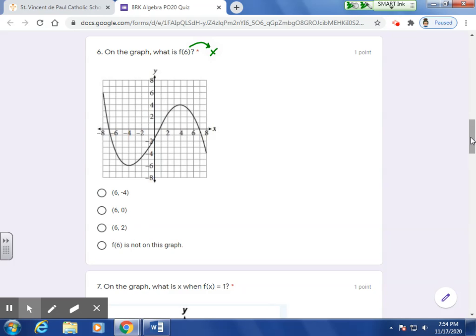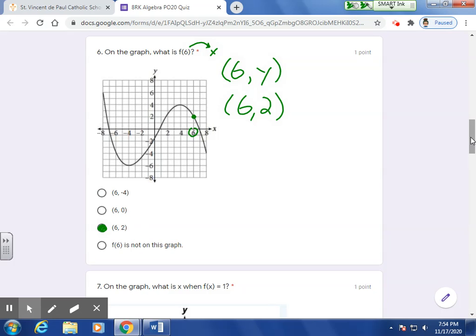Since we're dealing with a graph, this is where the ordered pairs come in. We're looking for an ordered pair with an x value of 6, and we want to know what that corresponding y value is. So we look for x of 6 on this graph. The x's are labeled for you. Here's 6. The corresponding y value at x equals 6 is y equals 2. So when x is 6, y is 2, which is letter C.